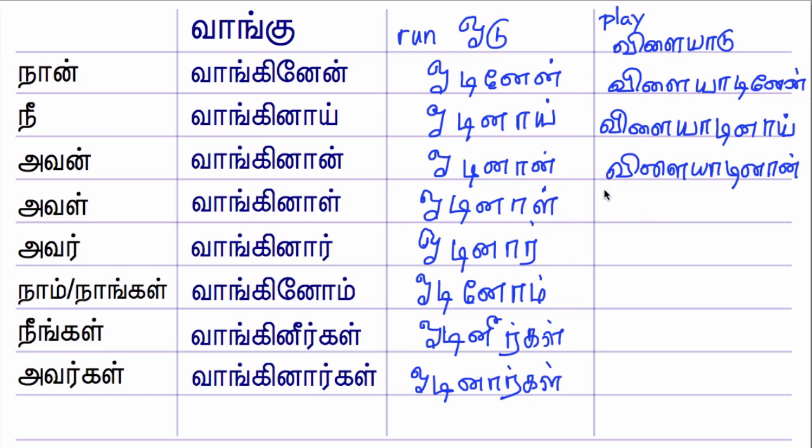All right, for aval and avar, let's use a different verb. Let's use the verb wash, like as if you're washing your hands. Kazhuvu. So vangu became vanginar, odu became odinar. Kazhuvu is going to become kazhuvinar. Similarly, vanginar, odinar, kazhuvinar.